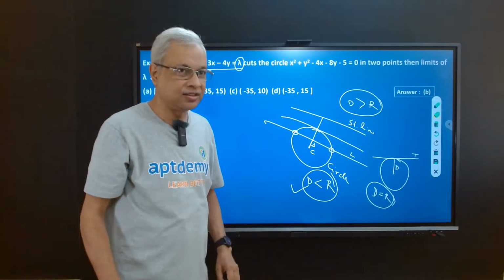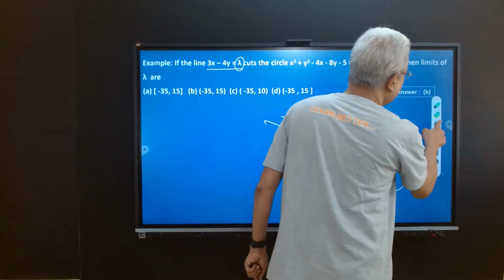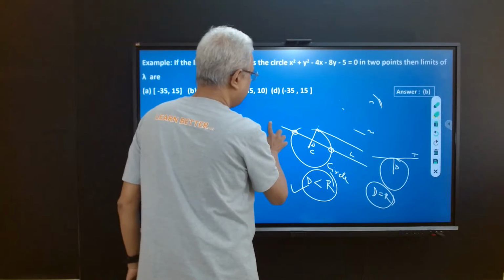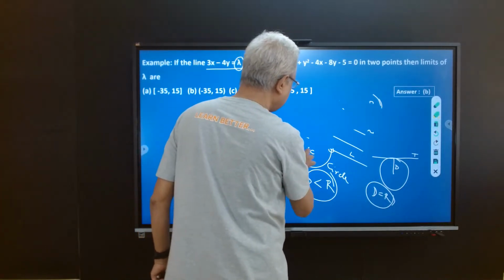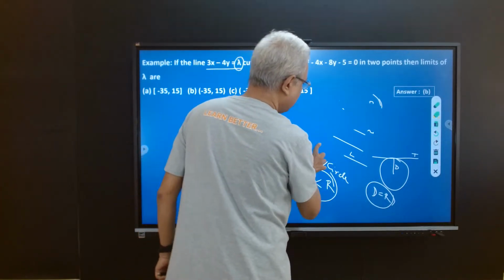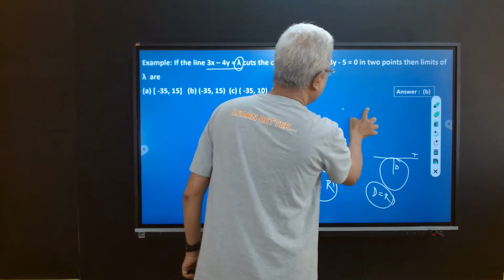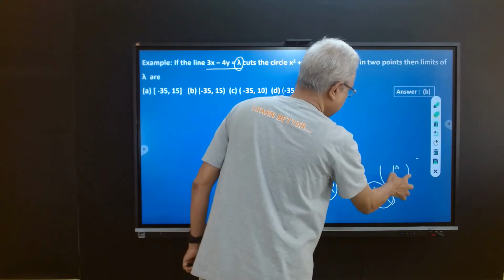Our case is like this. Okay, now with this background, let us come straight to the problem. So what is the equation of the circle? x square plus y square minus 4x minus 8y minus 5 equal to 0. So this is definitely the equation of a circle.